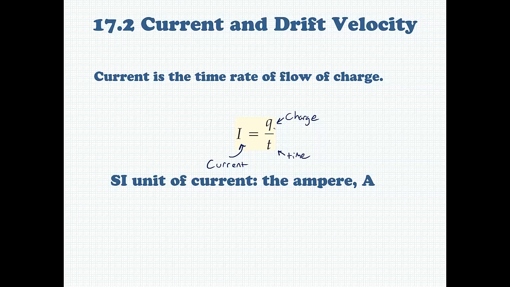In any case, when we look at this, there's 2 ways of thinking about the units for current. It's coulombs per second, which is charge per second, or we call that the ampere, represented by the variable A. Often we will shorten that to amps.